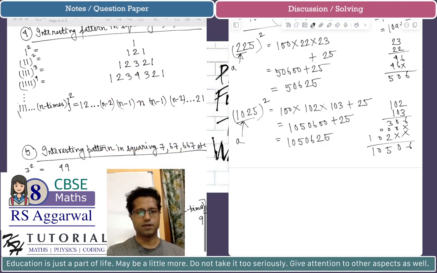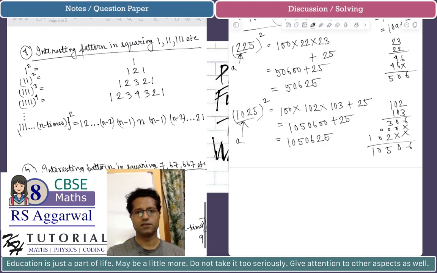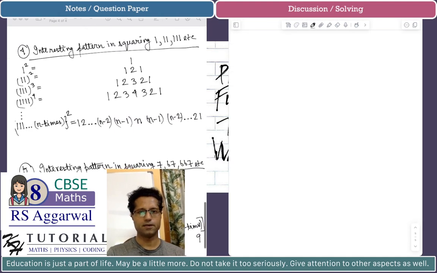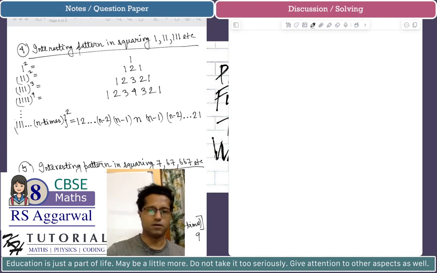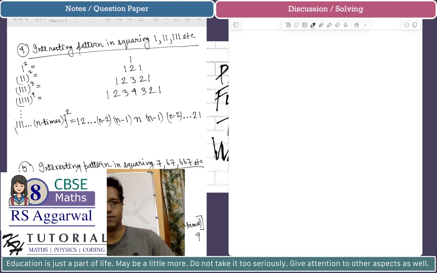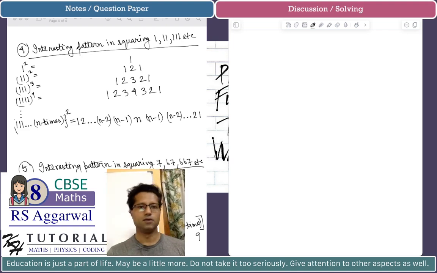Now there are two interesting patterns in finding the square of some particular numbers. The first interesting pattern is in the squaring of 1, 11, 111, then 1111. In the notes I can see it is written 111 cube, sorry, they will all be squares, and 1111 is written to the power 4. It is my mistake. They will all be squares. So what is the concept?